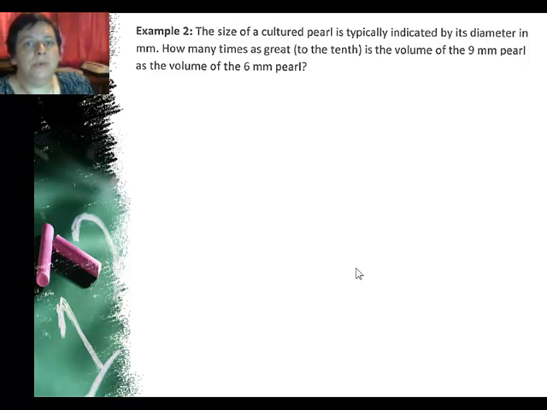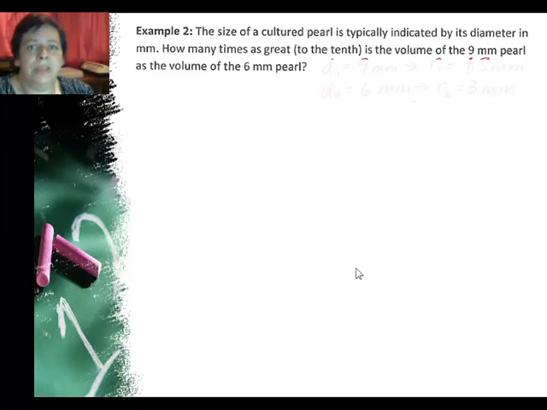In example 2, the size of a cultured pearl is typically, and a pearl is like on a necklace. They're the little white things for those of you who may not be used to cultured pearls. So the cultured pearl, you get them from the oysters and you can make a necklace, and they're little spheres. So typically, the size of a cultured pearl is indicated by its diameter. So the bigger the diameter, the bigger the pearl. How many times as great to the 10th is the volume of the 9 mm pearl as the volume of a 6 mm pearl?